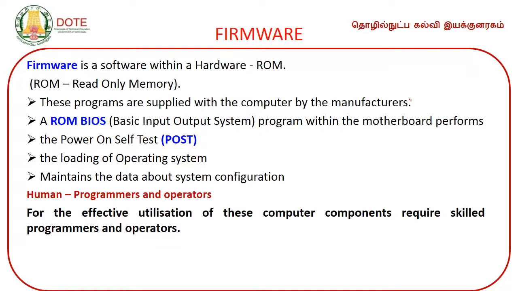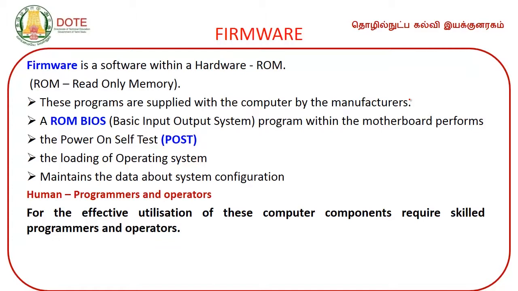The third component of the computer is a firmware. So, firmware is also a software within a hardware, that means within the read only memory of the motherboard. These programs are supplied with the computer by the manufacturers. A ROM BIOS. A BIOS is a basic input output system. This program comes with the motherboard and it performs power on self test.